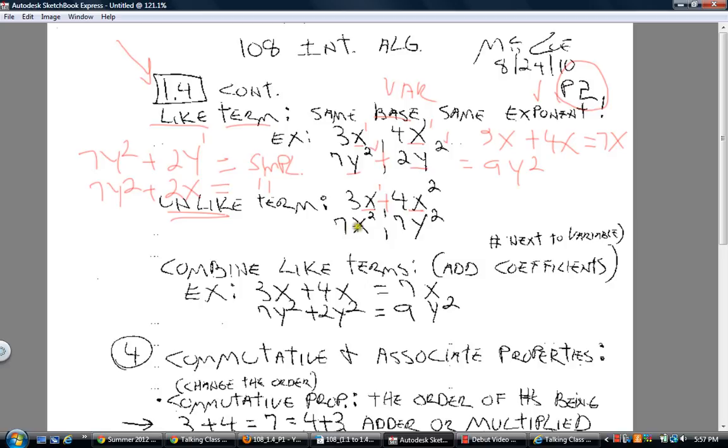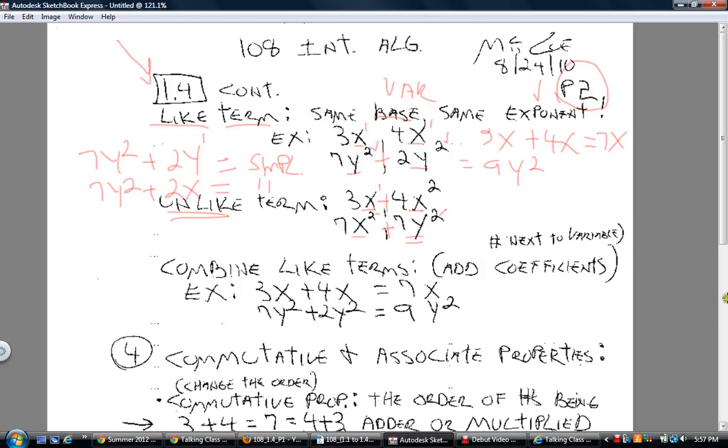Over here, 7x squared plus 7y squared. Different bases. You stop. Don't be fooled just because you see the same exponents. Okay, you gotta watch those details. These terms would already be simplified if you were asked to add or subtract them.